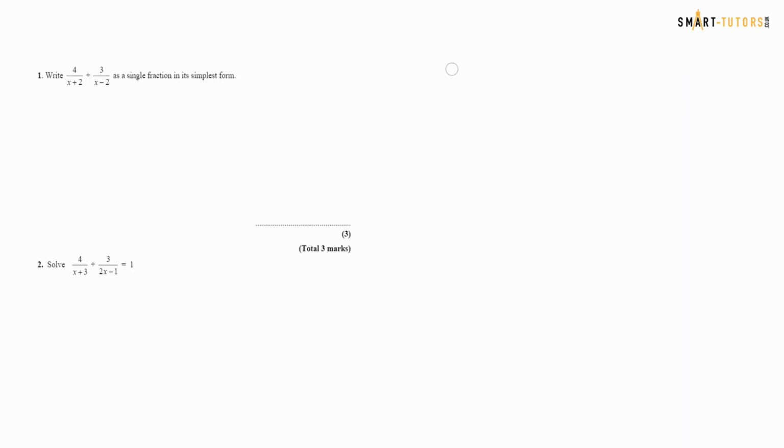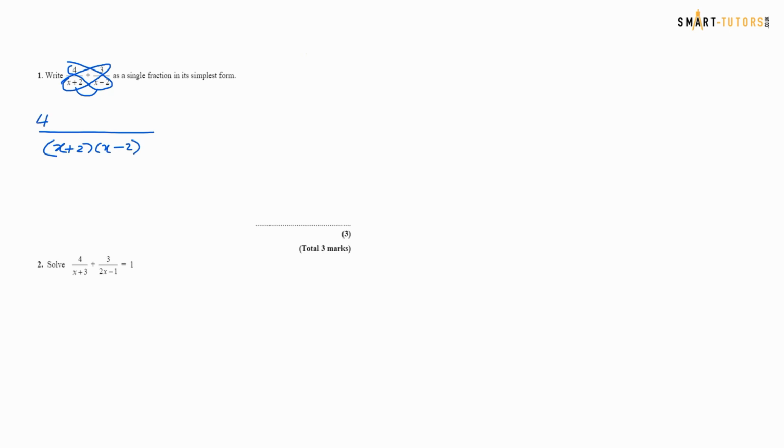Question number 1. 4 over x plus 2 plus 3 over x minus 2. The question is to write it as a single fraction in its simplest form. So we are going to multiply x plus 2 with 3 and 4 with x minus 2, and the denominator is going to be x plus 2 times x minus 2.